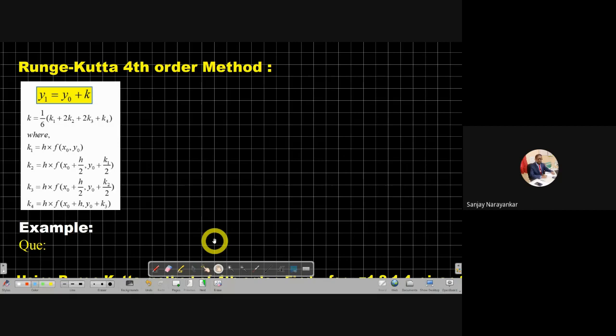Let's discuss this. Runge-Kutta fourth order shows. Okay, in Runge-Kutta fourth order, what is the equation? y is equal to y0 plus k. What is the value of k? k is equal to k1 plus 2k2 plus 2k3 plus k4 over 6. This is the value of k.